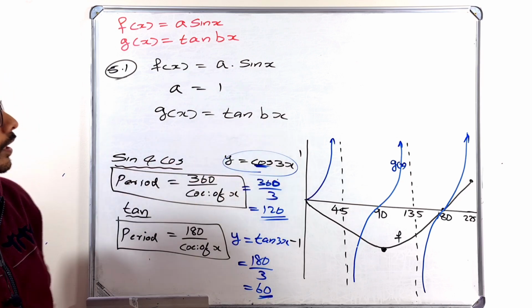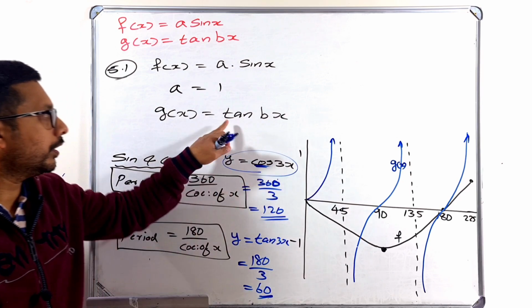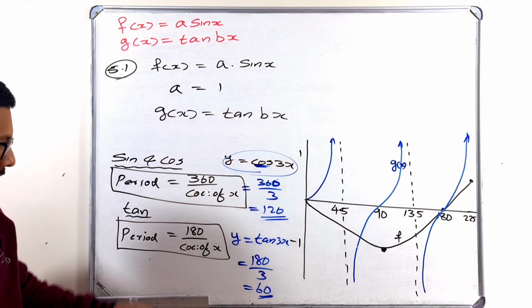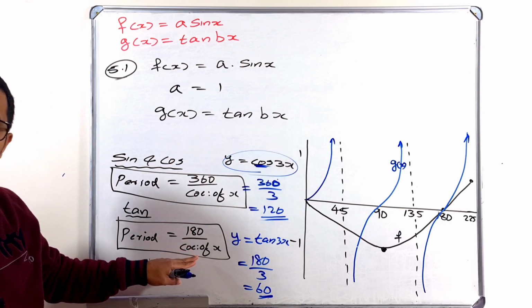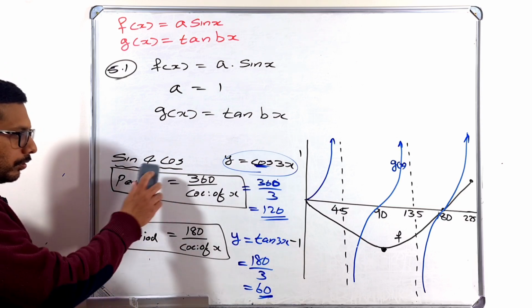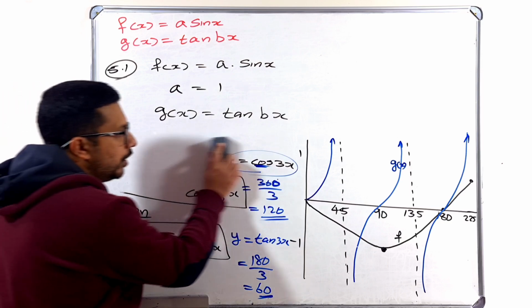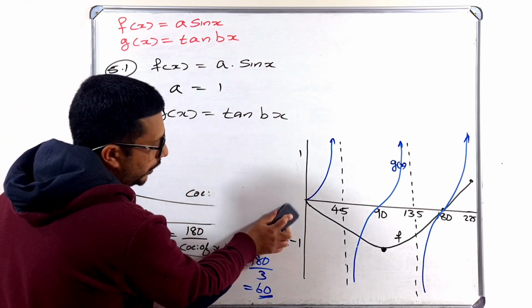Also one more thing you have to understand. This is a tan graph, so what is the formula to find the period? 180 divided by coefficient of x. Don't forget this one. Those who don't know this one, you have to pause the video and write this formula. It's a very important one. So that is how you can find the period of the graph.